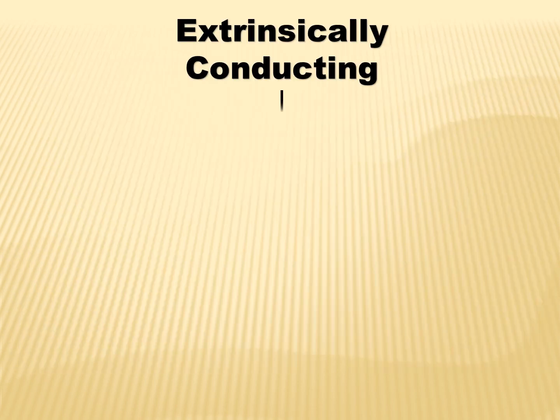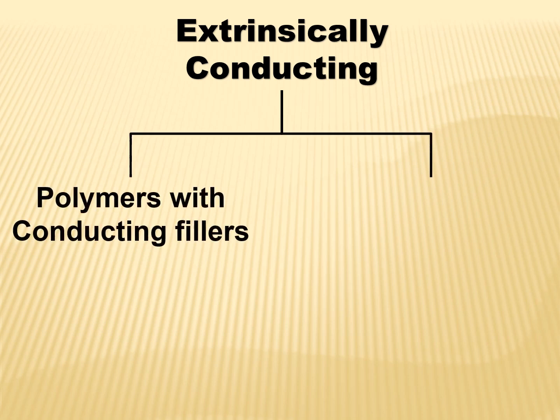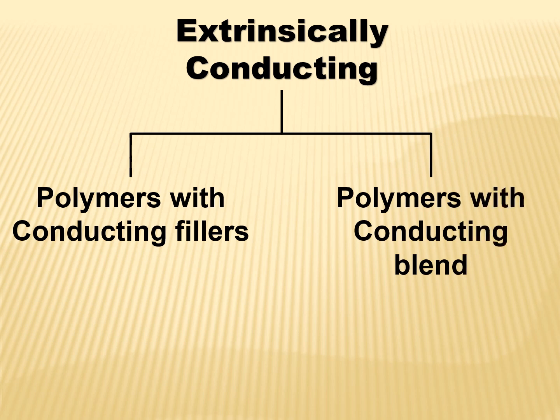Coming on to extrinsically conducting, they can also be classified into two categories. One is called polymers with conducting fillers and the other is called polymers with conducting blend. Now if you take an insulating polymer and you put a filler which is conducting in nature, then the whole material will become conducting. That is called polymers with conducting fillers. Generally metals are added as fillers. So these polymers are called metallopolymers, metallic fillers.